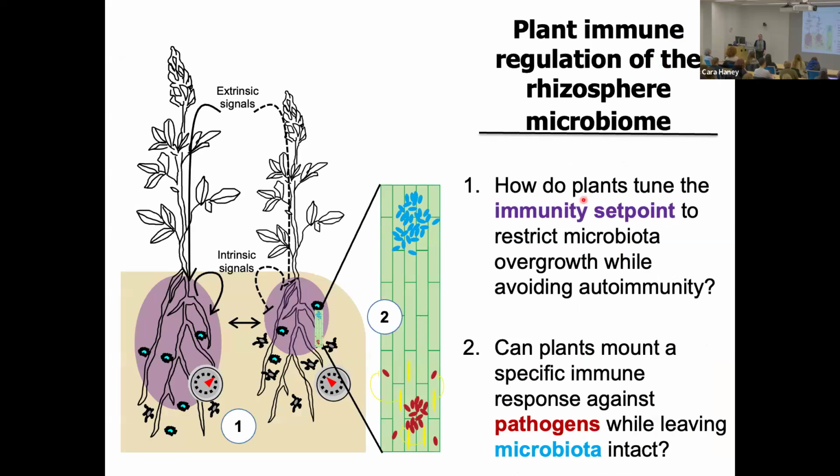First, how do plants tune this immunity set point to restrict microbiota overgrowth while avoiding autoimmunity? And then second, so the thermostat I'm talking about kind of with the community as a whole, but within that community, are there ways to dial immunity up and down towards specific microbes? So can plants actually distinguish within that community which microbes are pathogens and which are mutualists and target just the pathogens?